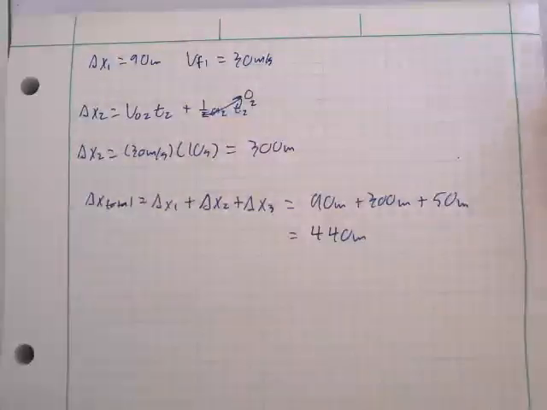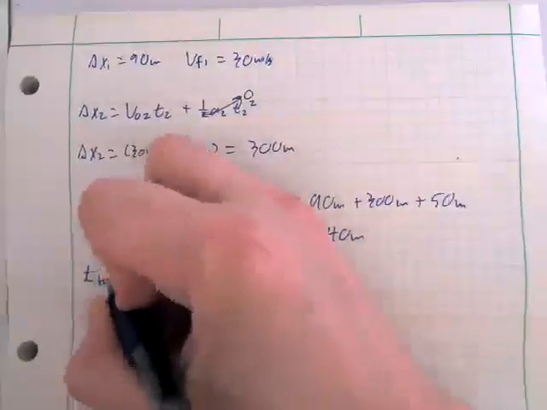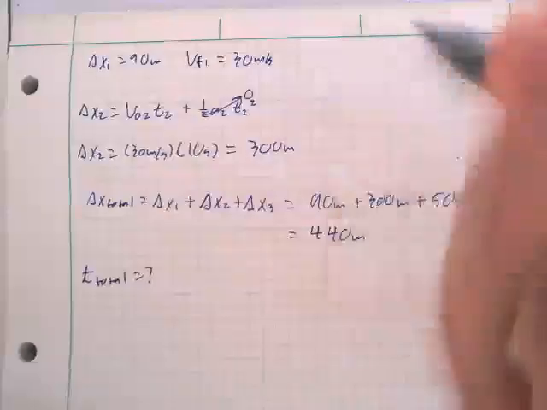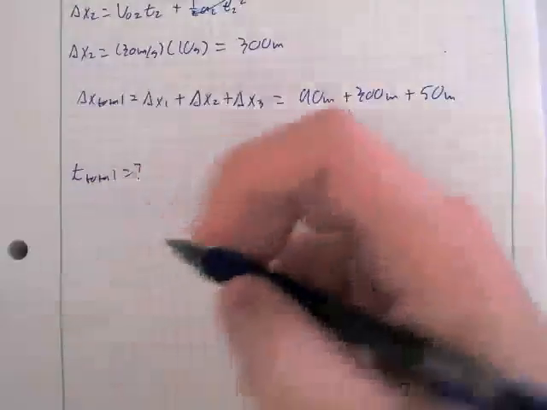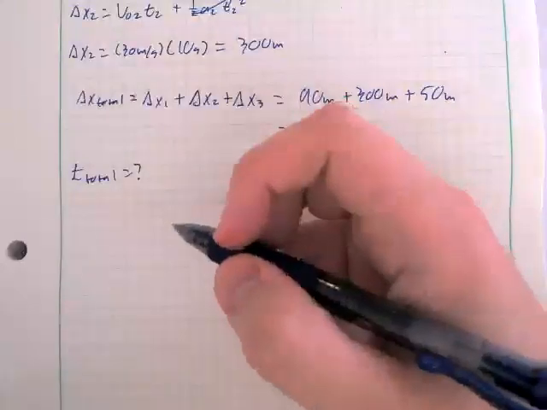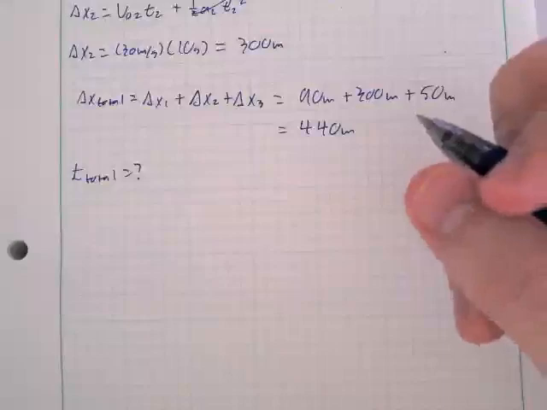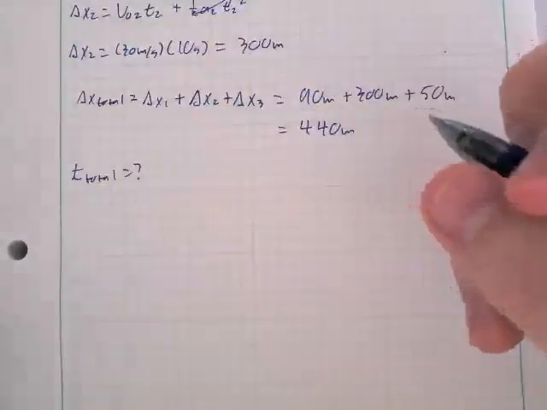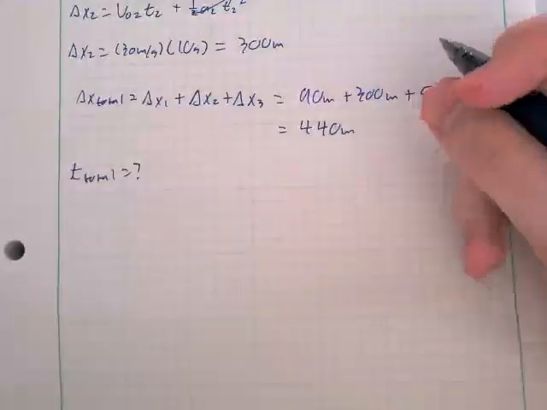But we also want to know the time, right? We still want to know t total. How are we going to figure out what that one is? Well, we know the times for part 1 and part 2, right? We have 6 seconds, and then we have 10 seconds. But we do not yet know the time for part 3. So let's take a look at what we can figure out about the time for part 3.